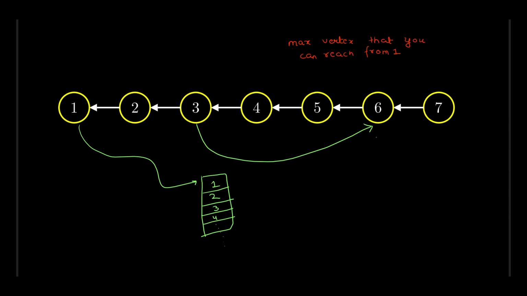But then in the next two rounds, suppose I add the edge which goes from 1 to 3, and then from 6 to 7. You will notice that when you added 1 to 3, you forgot the information that 3 to 6 was indeed reachable, right? Because you did not store that information, because you are only focusing on the nodes that are reachable from the first node.